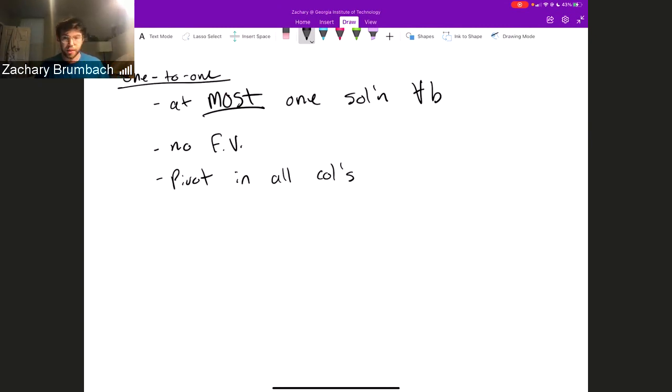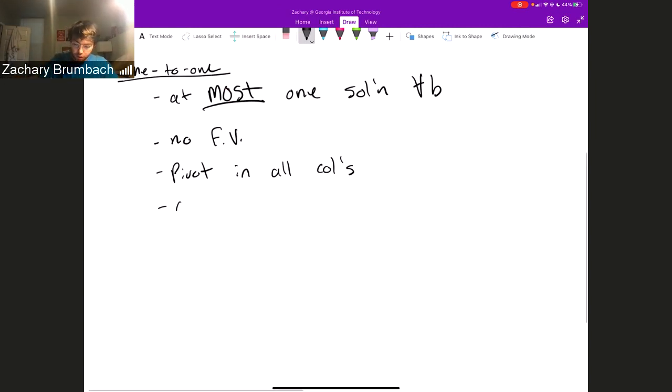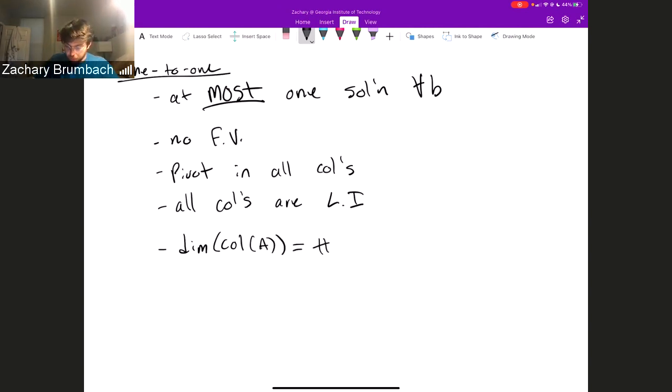So these are the big, basic ideas behind it. I know in your slides there's a characterization of one-to-one, which is the technical definition. This means one-to-one, it also means this, and this. If we have a pivot in every column, that also means all columns are linearly independent. And that means the dimension of your column space of A is equal to the number of columns, and the dimension of your null space equals 0. These all mean exactly the same thing.